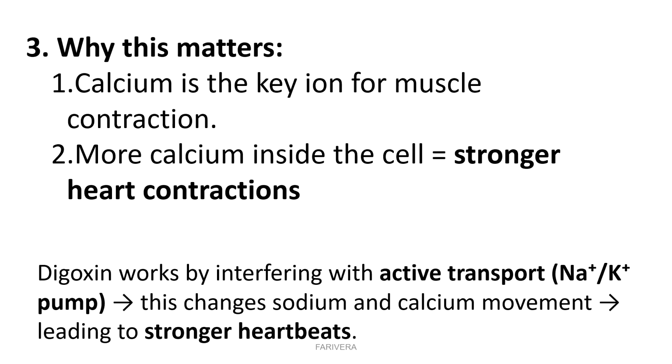So this particular slide summarizes the mechanism. Digoxin affects the sodium-potassium pump, which changes sodium movement. We mentioned that a while ago. Changes in sodium affect calcium movement. So more calcium remains available within the cardiac cell. And because calcium is important, as mentioned, in muscle contraction, cardiac contraction becomes stronger.